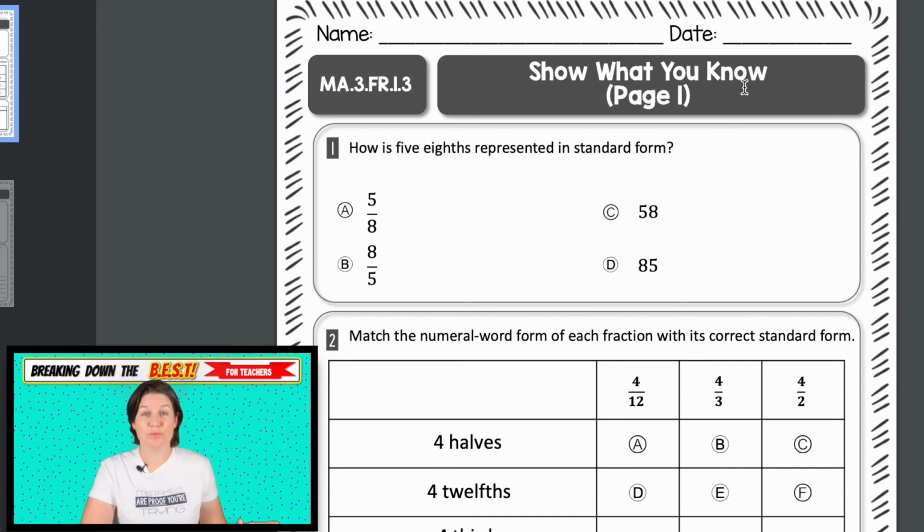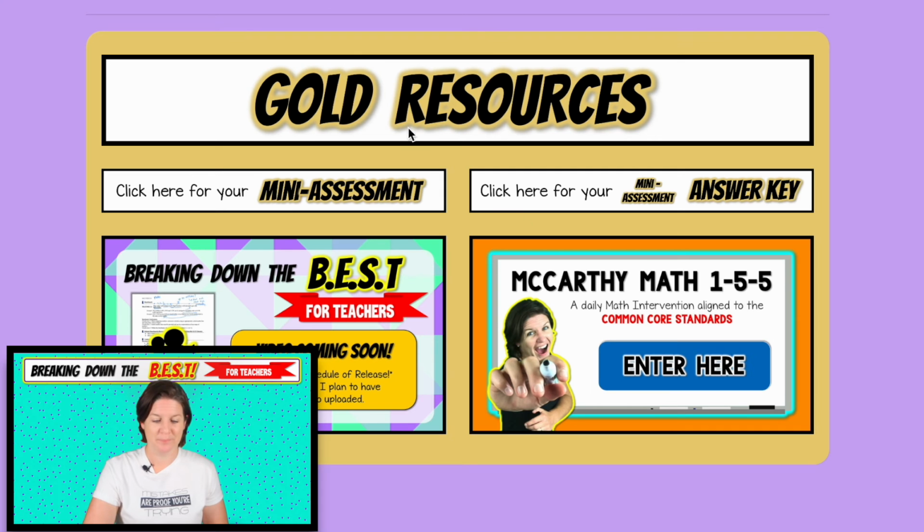Also, they say show what you know. So if you want to just use it as extra practice, you can do that too. It doesn't say mini assessment on it for the student. Answer key is right here.